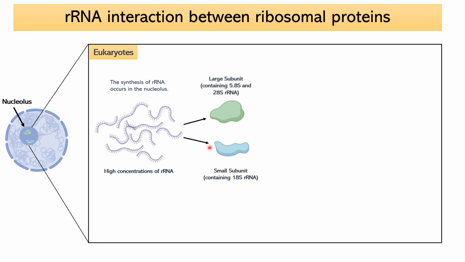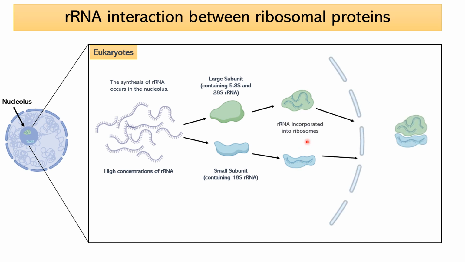Okay. So the large subunit will have two different types of rRNAs incorporated within it, and the small subunit will have a single rRNA type incorporated within the ribosome. So that's what they look like. After the rRNAs are incorporated into the ribosomes, they will move out of the nucleolus and then out of the nucleus through nuclear pores into the cytoplasm.